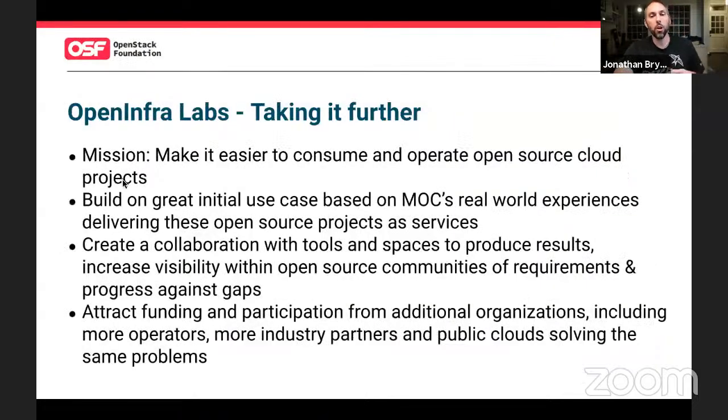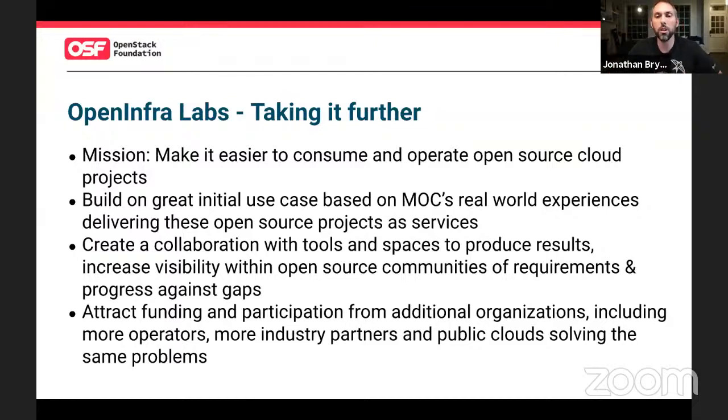So just kind of wrapping up here, what do we want to do with it now? Our mission is to make it easier to consume and operate open source infrastructure projects and software projects in general. We want to leverage that foundation of this real world environment that comes from these universities in the Northeast. We've already created spaces for people to collaborate and have started to see that happening over the last year, especially around certain things related to logging and telemetry. That's been a big area of effort.